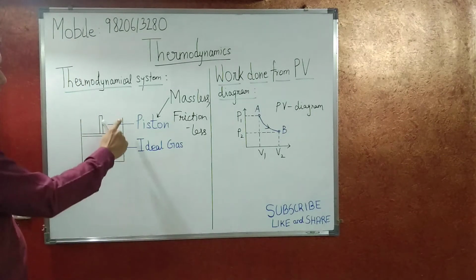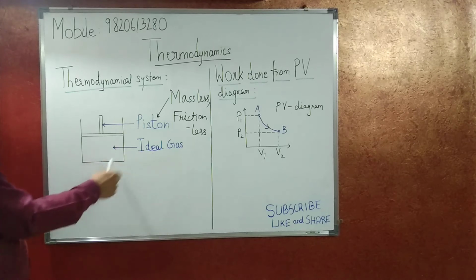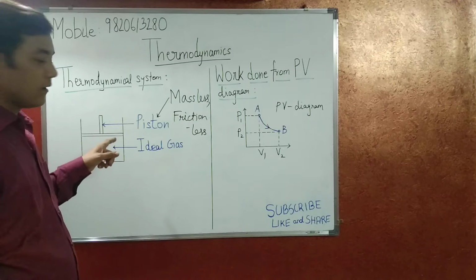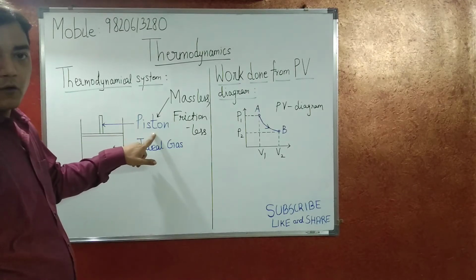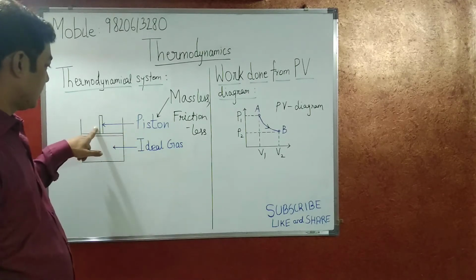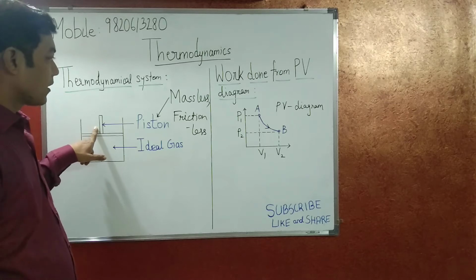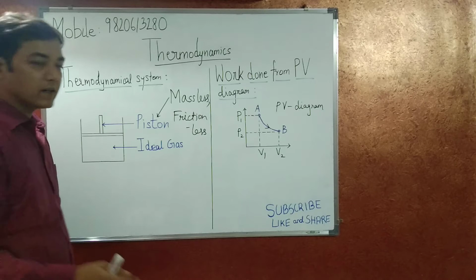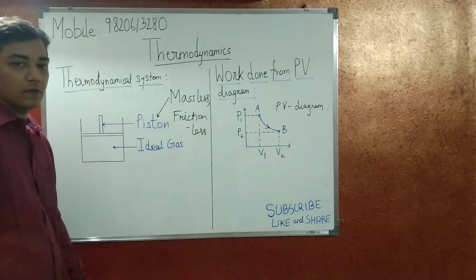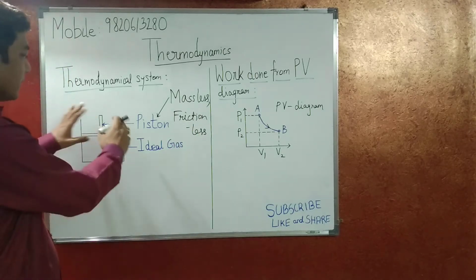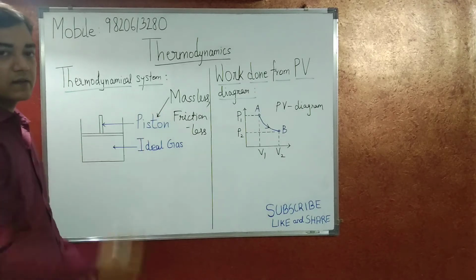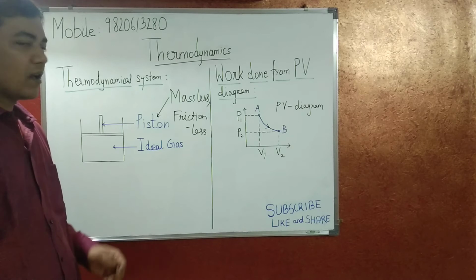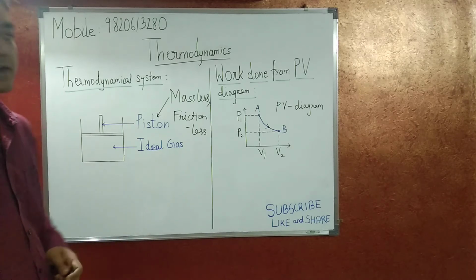There is a cylinder which is filled with ideal gas, and the cylinder is fitted with a piston. This is the piston. Now this piston is massless and at the same time it is frictionless. So this kind of arrangement is known as a system. Now next is, what is the state of a system?